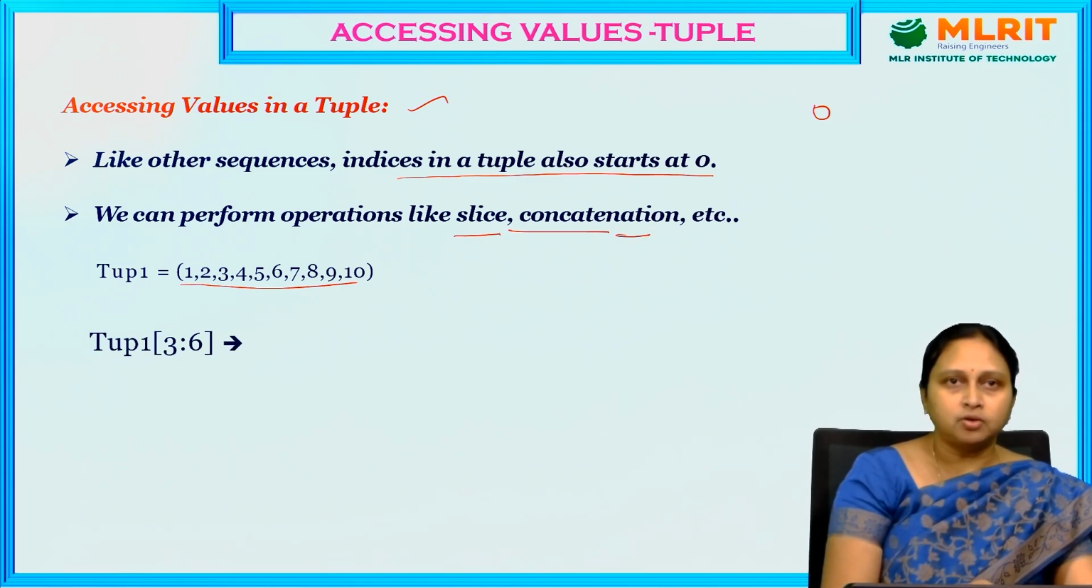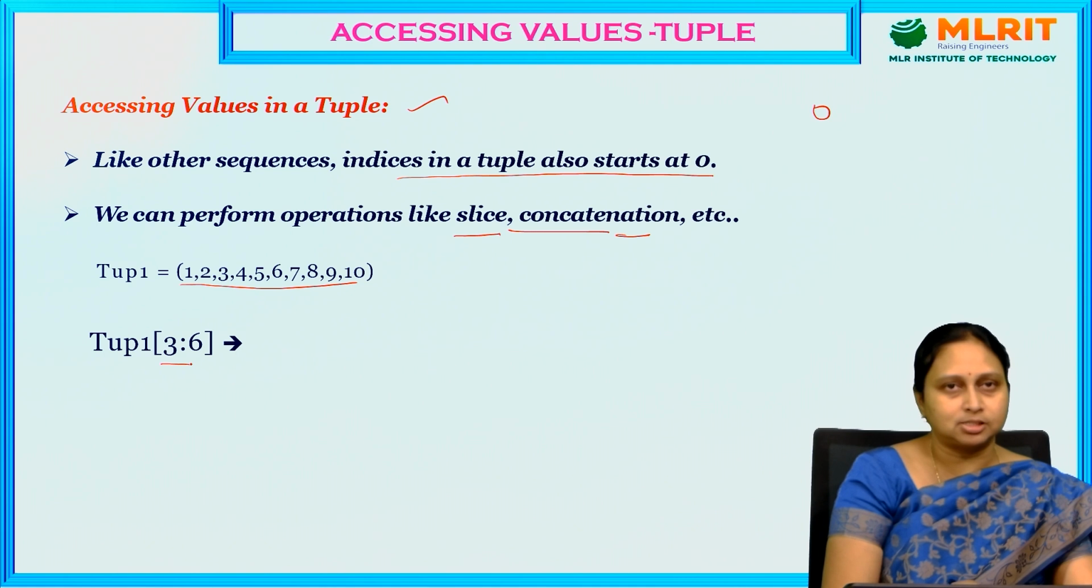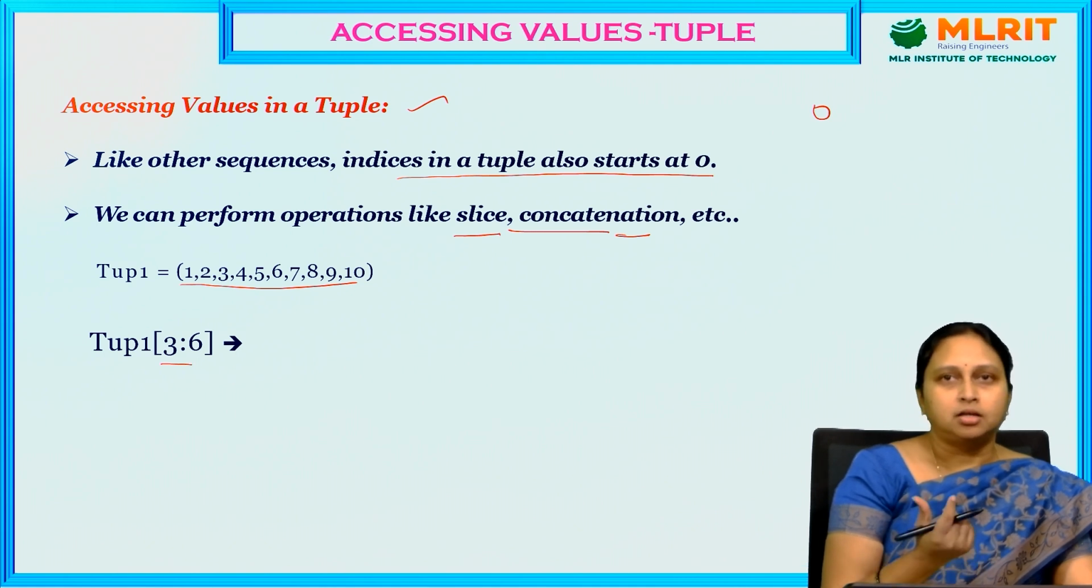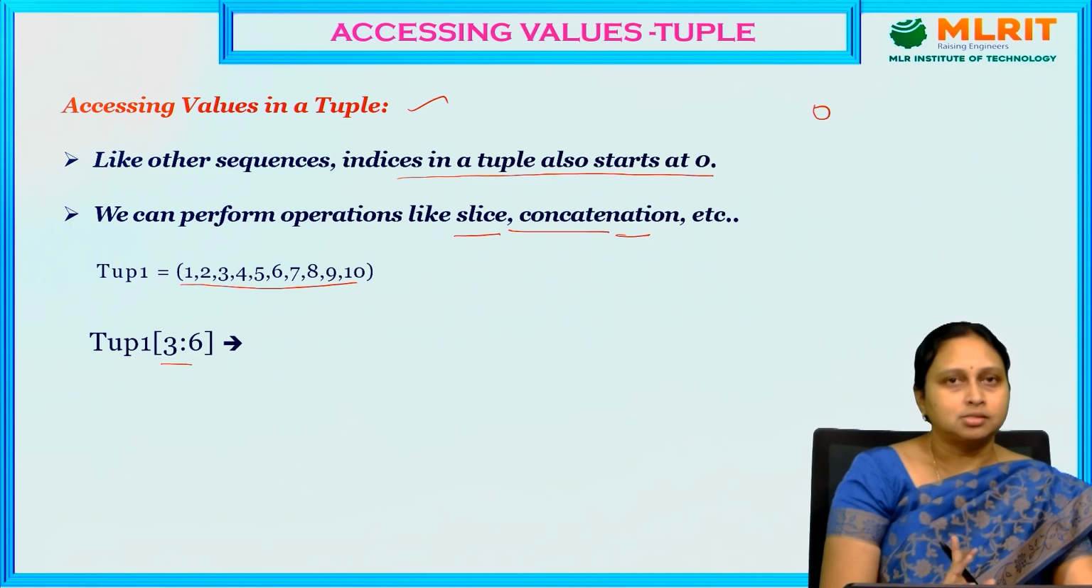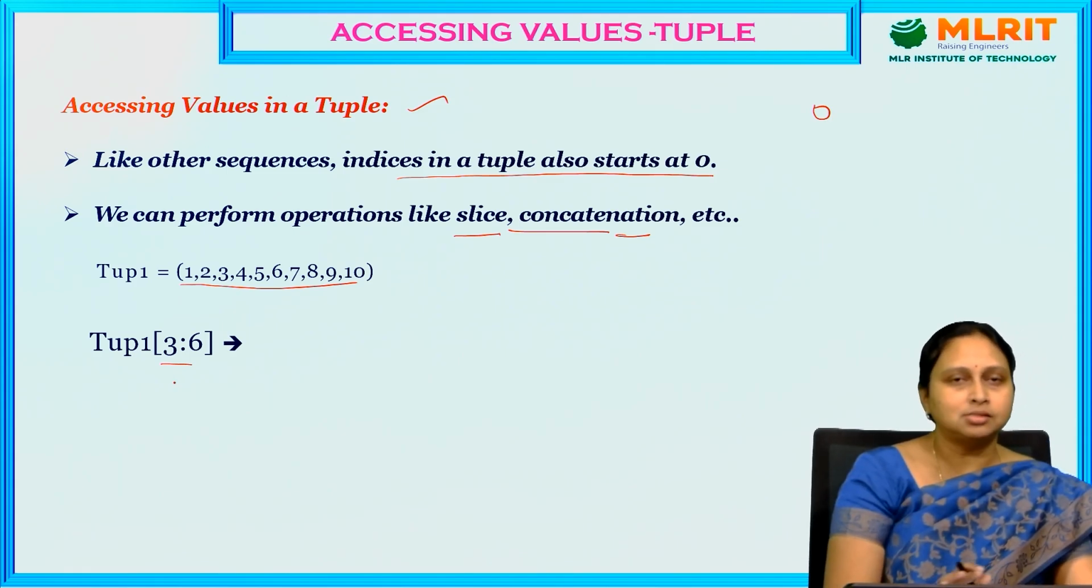The first one we are going to do is the slicing operation. Here we have 3:6. As we know, the slicing operator takes 3 values: start, stop and step. Here also it does the same thing. 3 is the starting position and 6 is the last position. According to that, it is going to display the values 4, 5, 6.